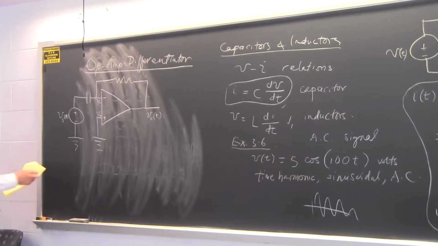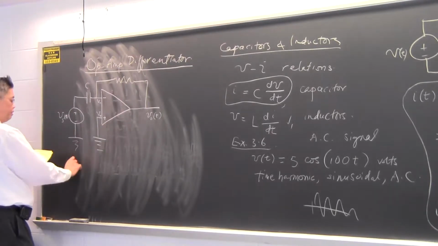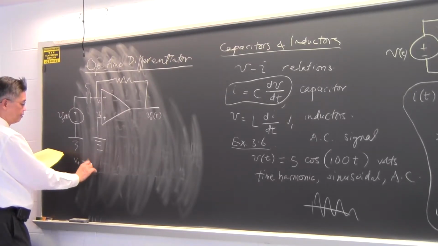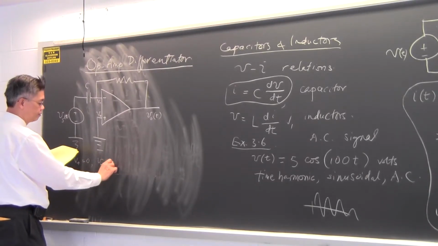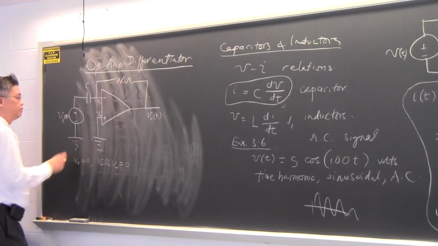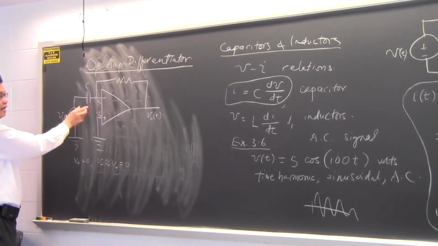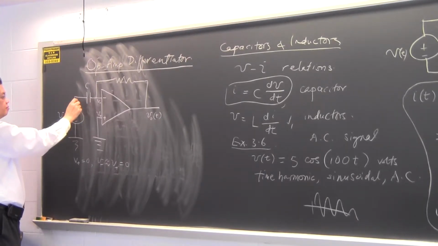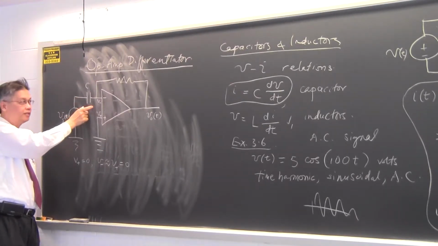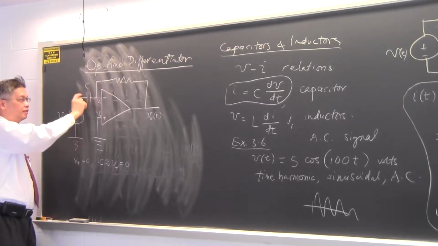And ask ourselves how the output voltage looks if Vs of t is not a constant but some signal that changes with time. Okay. In this thing, we know that V plus must be equal to 0, and V minus is approximately equal to V plus, which is equal to 0. So V minus is almost grounded as well. Okay, V minus is almost grounded. So the voltage drop across the capacitor is just Vs. Okay, the voltage drop that appears across the capacitor is just Vs.